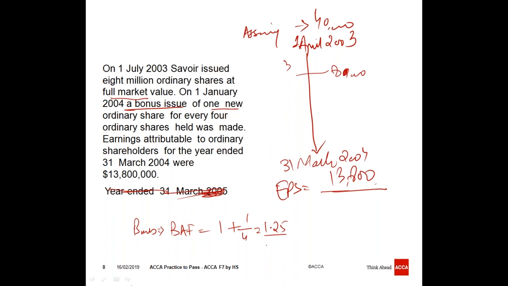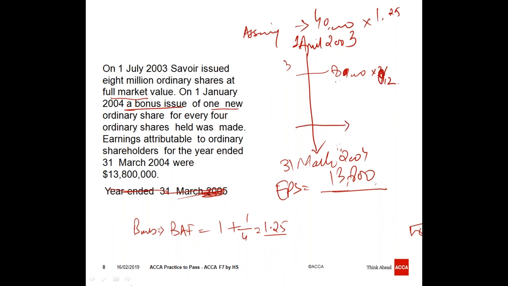So whatever the date of the bonus, the bonus factor should be applied on all the shares. So we have 40 million shares at the start till the end of the year. We simply multiply it with the bonus factor, that is 1.25. And we have 8,000 shares issued on 1st January and the year end is 31st March. Then it means these shares were held only for January, February and March, 3 months, so it should be multiplied by 3 by 12.